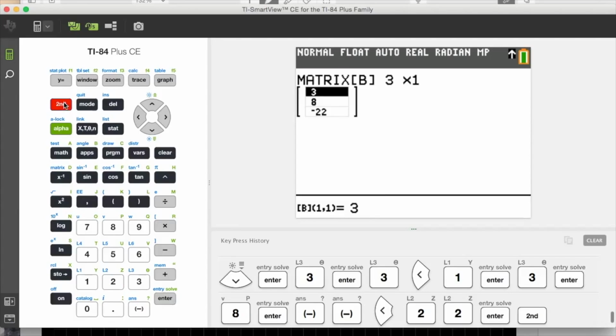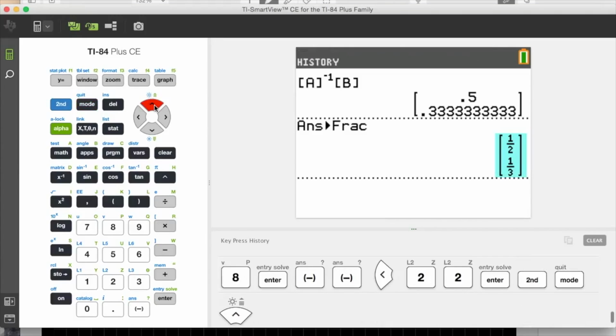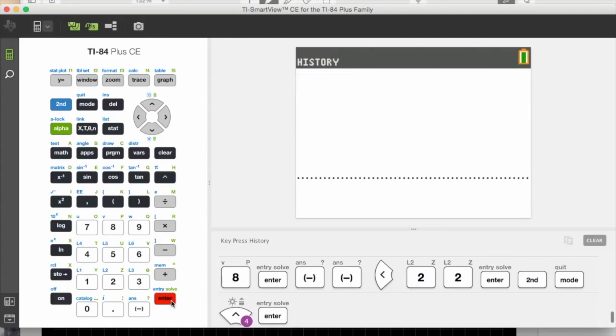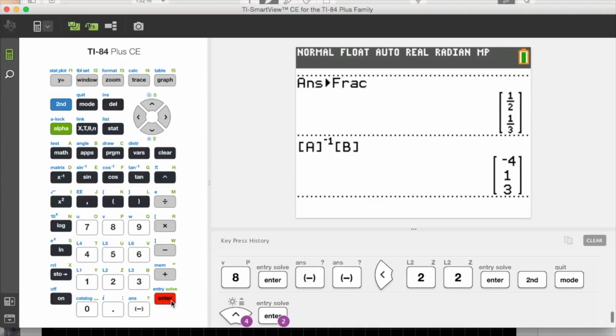I'm going to go right to my home screen and do what I just did earlier. Now, a little trick, if you have an updated calculator, I can scroll back up to previous entries and answers, and I can select those with just going up, choosing enter, and I have it here. Now, A is different than what it was last time because I went into the matrix menu and changed it. So A and B here are both different. So I've hit enter. There we go. My answer is negative 4, 1, and 3.